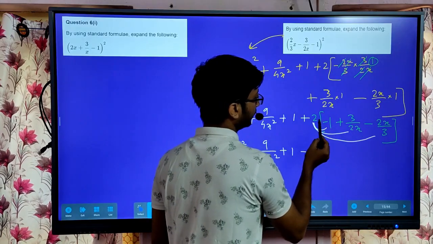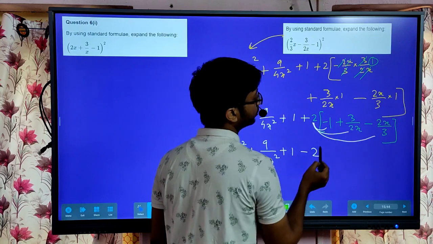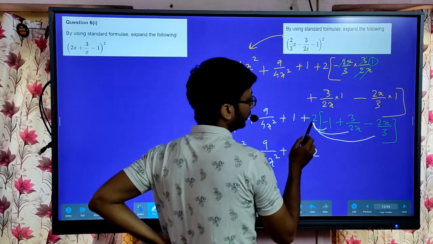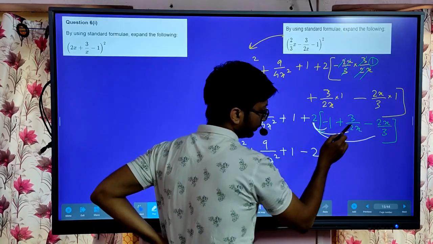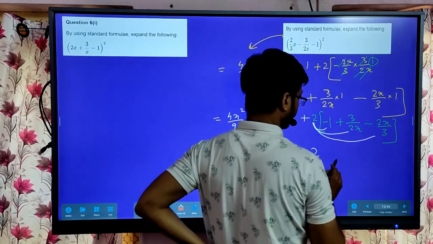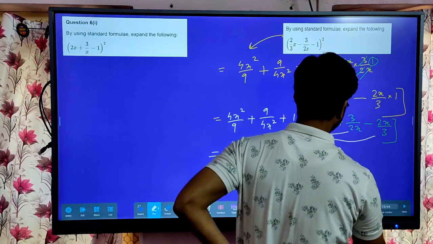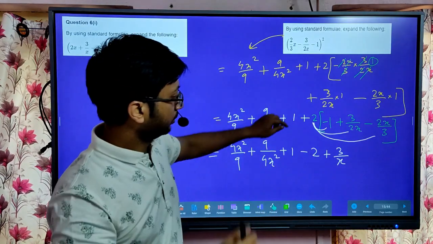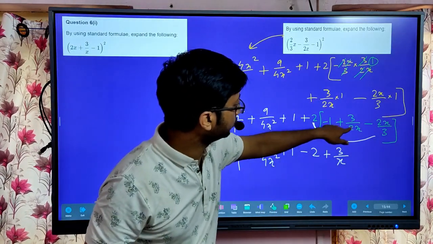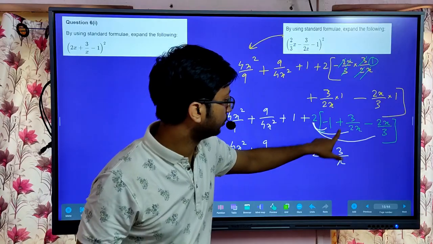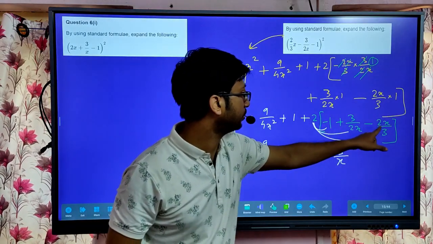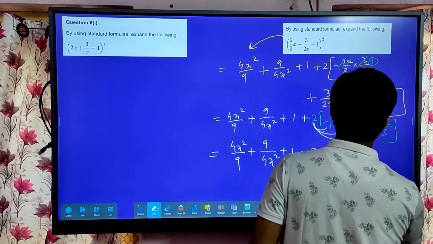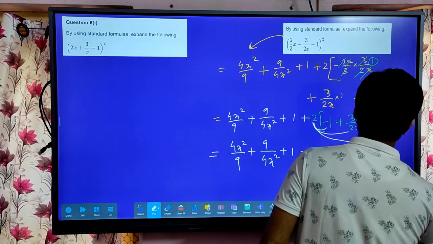So what will happen? This 2 will get cancelled out with this 2. Understood? If you can expand and write, this 2 gets cancelled out with this 2, so it will be 3 by x. So plus 3 by x. I hope you understand. 2 into 3 by 2x, this 2 and this 2 get cancelled out, so only 3 by x remains, and here also it will be 2 multiplied by this 2, 4x by 3, so minus 4x by 3.